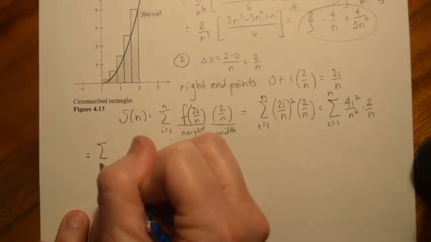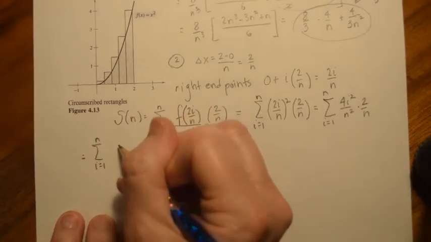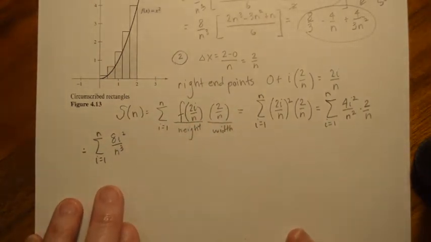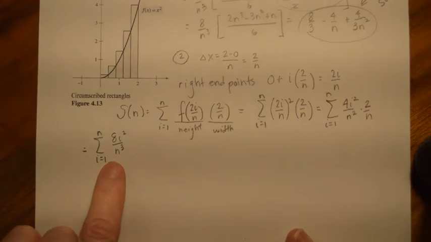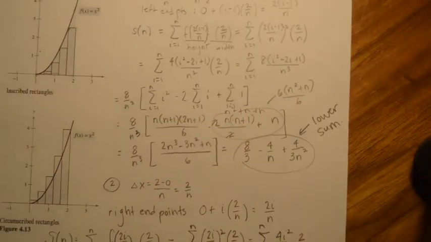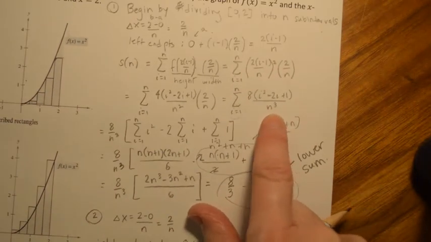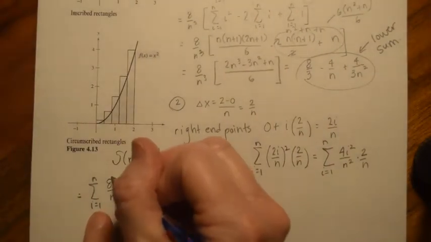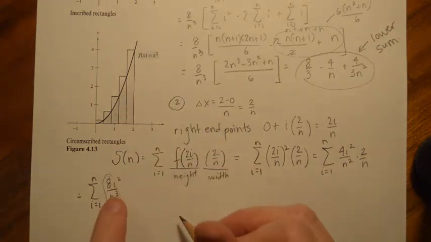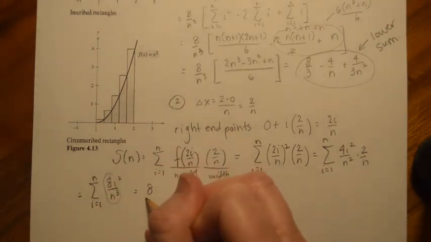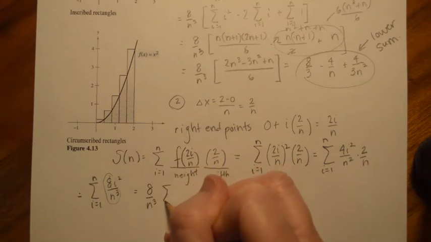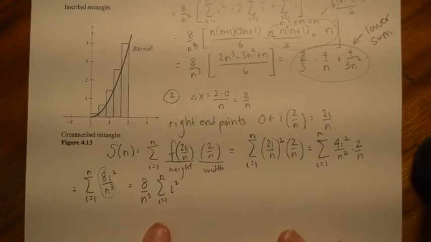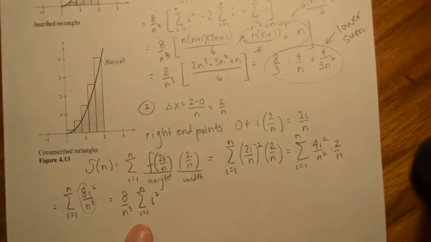And then that ends up being the sum from i equals 1 to n of 8i squared over n cubed. Just like we did last time, once we had that 8 over n cubed, we pulled that out in front as a constant. So that's what we're going to do here. We treat it like a constant, and we have 8 over n cubed times the sum from i equals 1 to n of i squared. This one is so much easier than the last one. It's good we got the hard one done first.